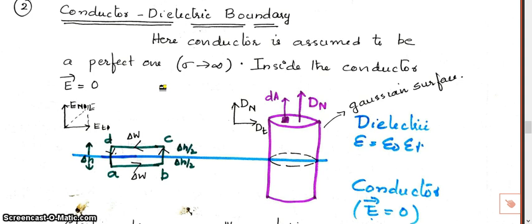The point to be made clear is that inside the conductor the electric field is 0 because the charge carriers show a tendency to move towards the surface and reside over the surface. So I repeat, electric field intensity is equal to 0 inside the conductor, and it is not equal to 0 on the surface of the conductor.